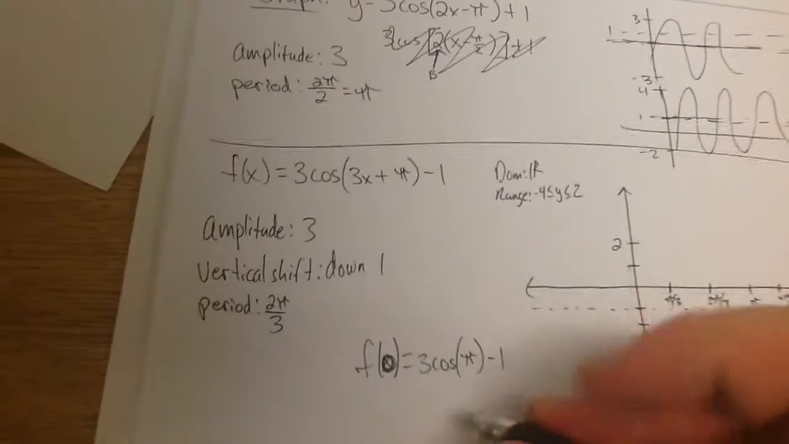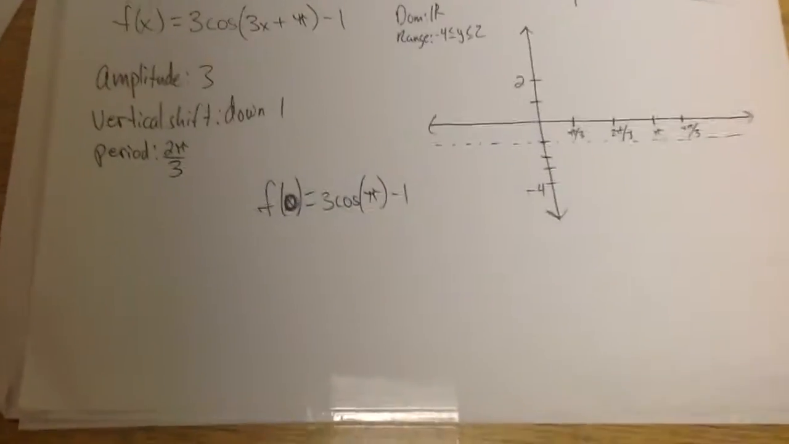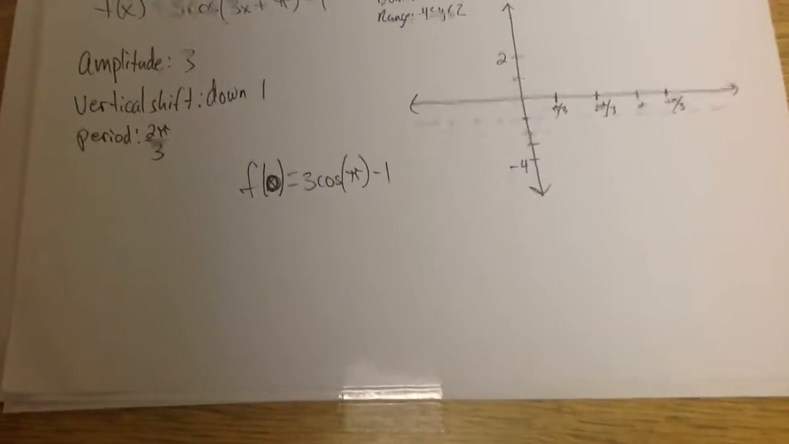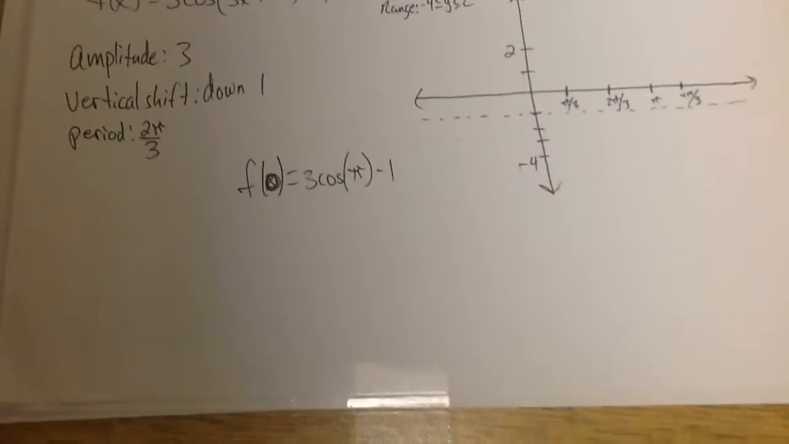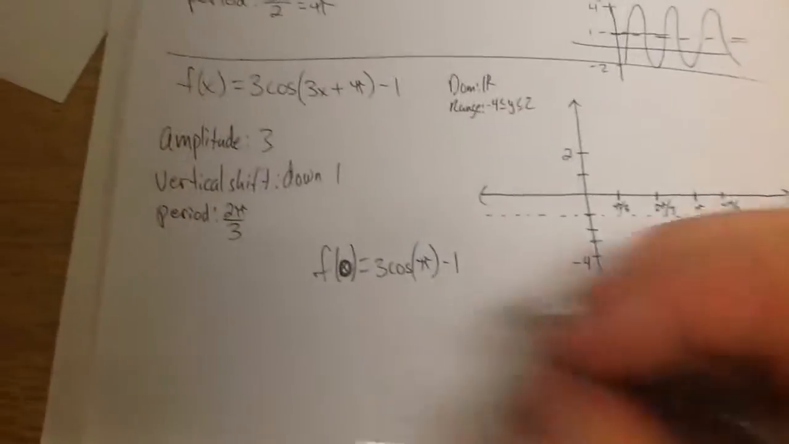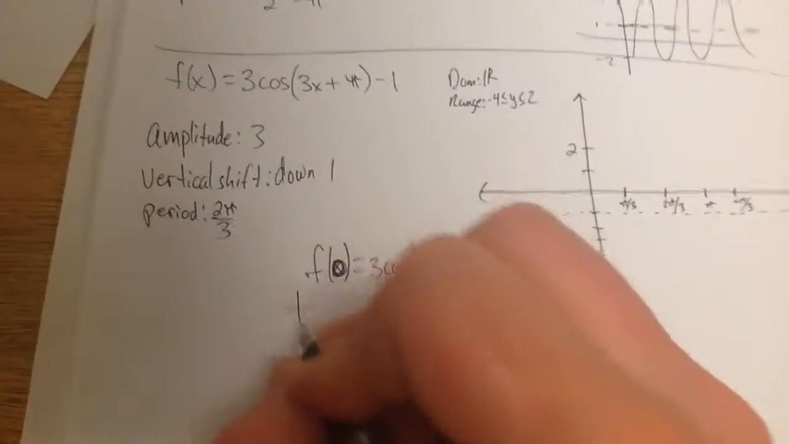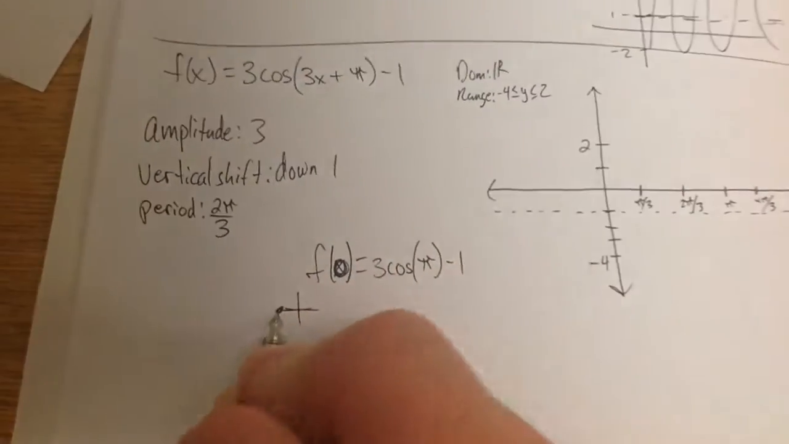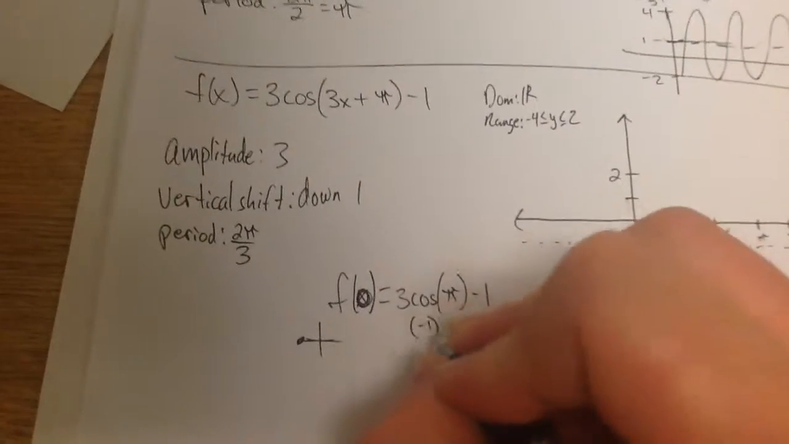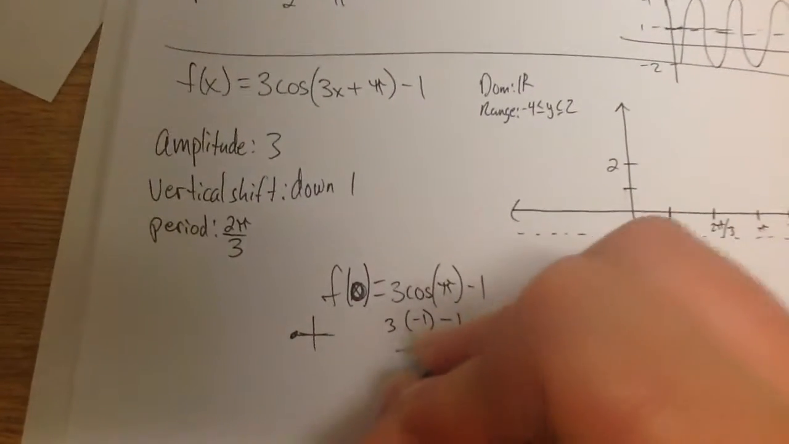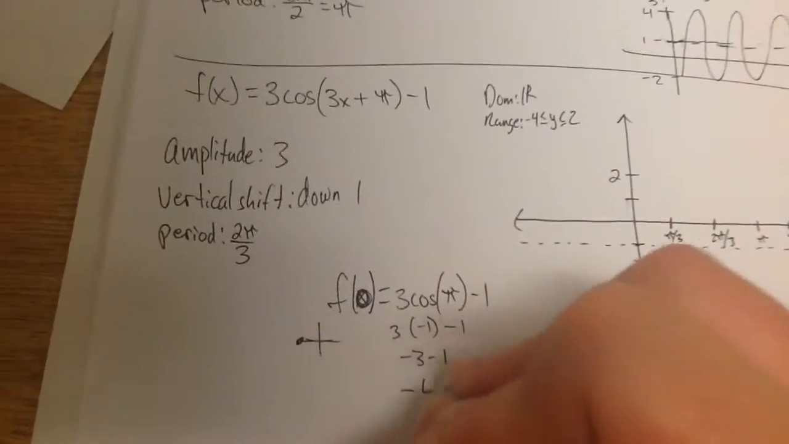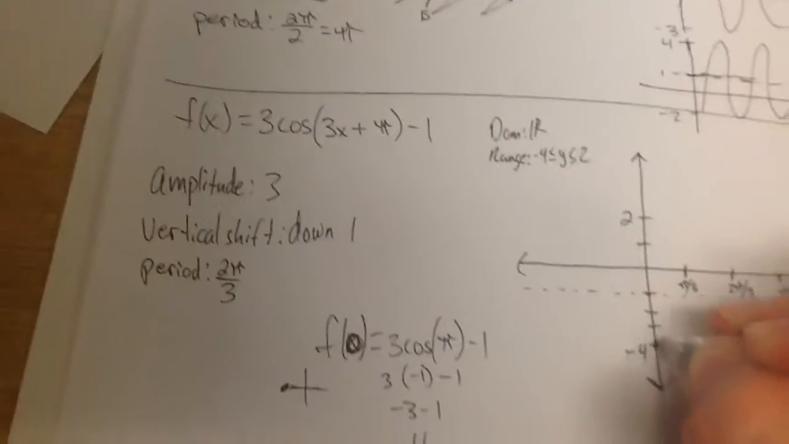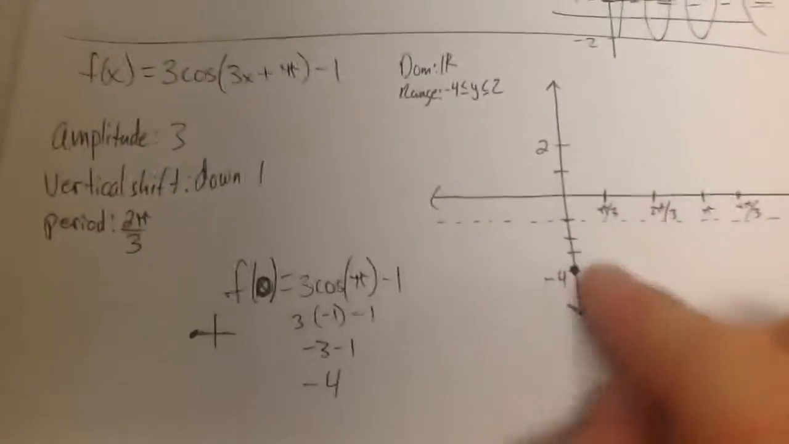Well, cosine of pi, you could use your calculator and type cosine of pi in having it in radians. But that one's easy. You should be able to know, hey, pi is over here. The cosine of that is negative 1. So this is negative 1 times 3 minus 1. That's negative 3 minus 1. I get negative 4. Boom, I have my first point.